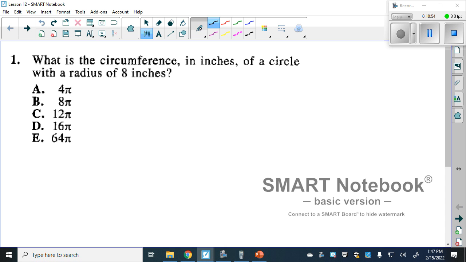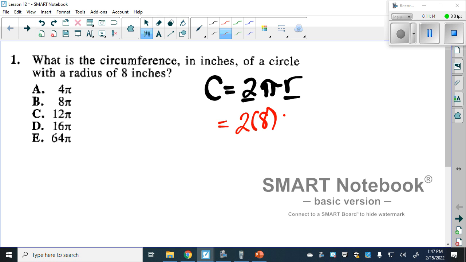Well, circumference is equal to what? Now we notice that every single answer has pi in it, yes? So we're really looking at what? 2 times r. Well, the radius is what? 8. 2 times 8 is? Pi. That's it. Any questions on this here?